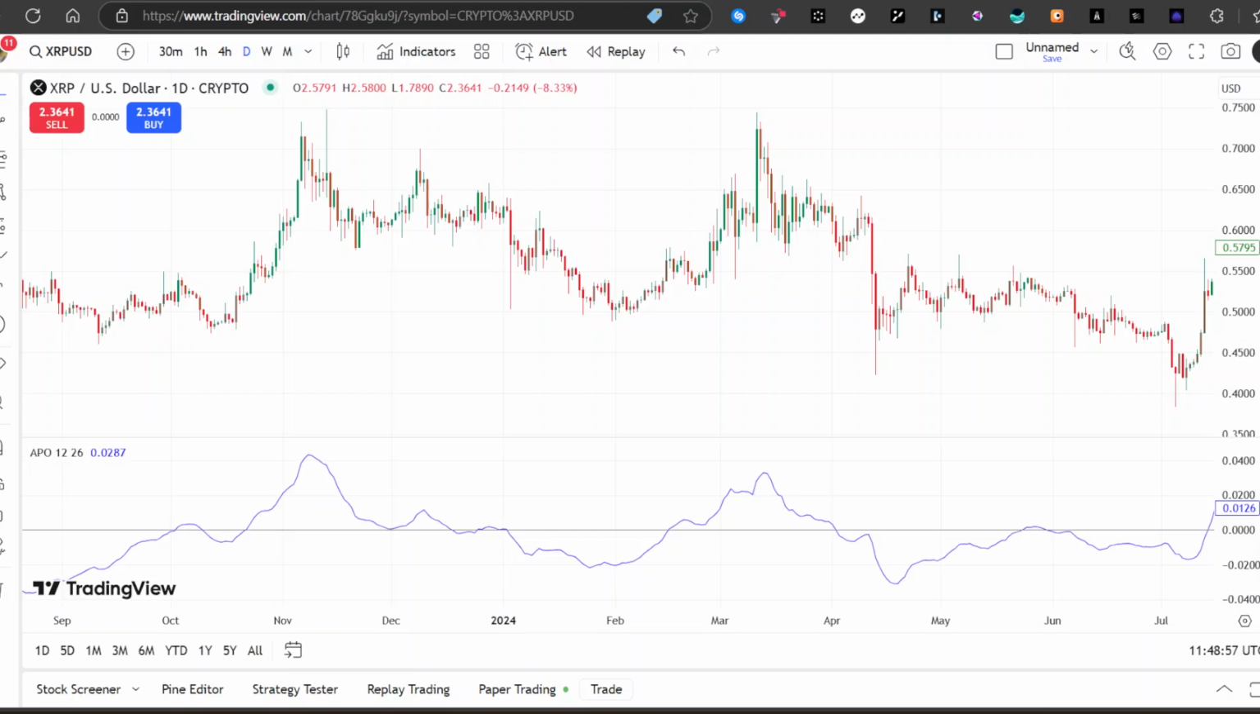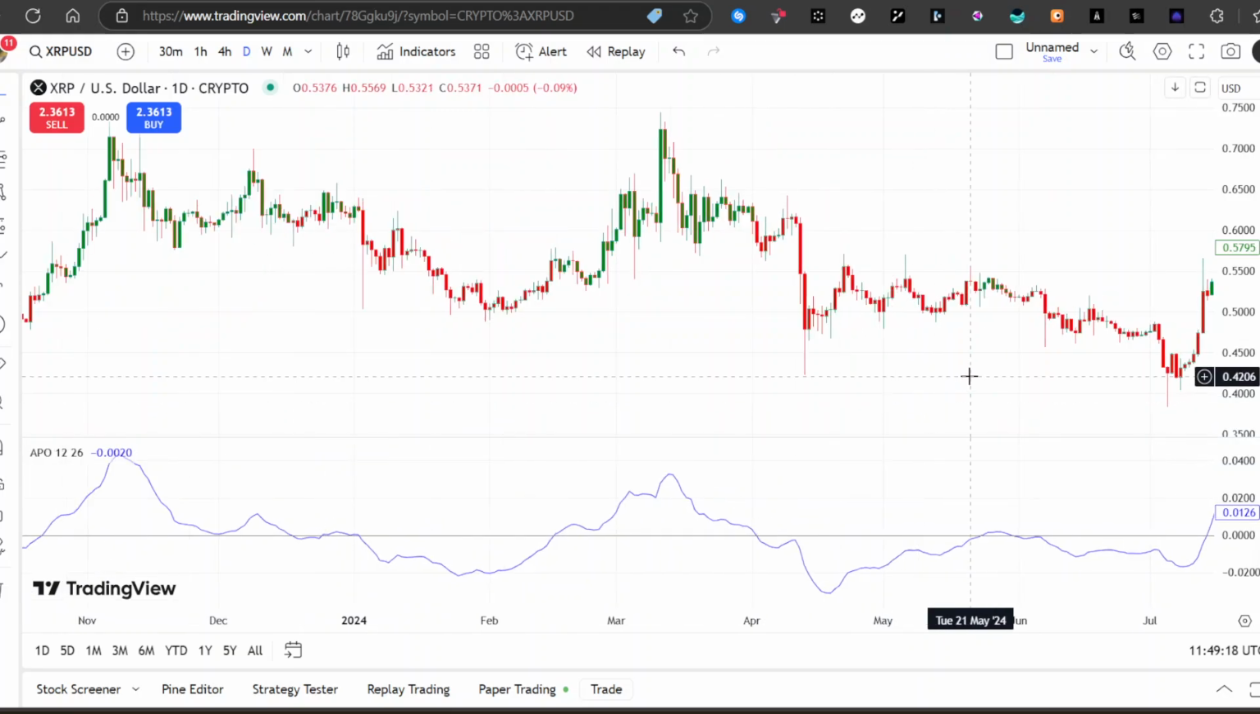Now, the most common way traders use the APO is for entry and exit signals. If you're trading with the trend, you can enter a buy position when the APO crosses above zero, and you can exit when it crosses below zero. So this is a simple, effective method to catch trend moves, right?